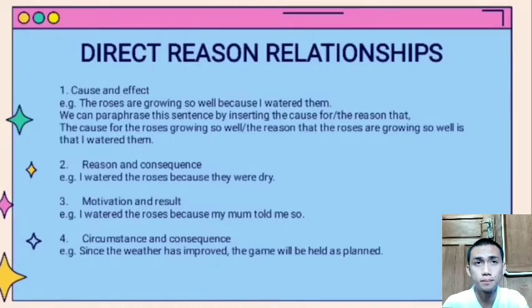I watered them. 2. Reason and consequence. Example: I watered the roses because they were dry. 3. Motivation and result. Example: I watered the roses because my mom told me so. 4. Circumstance and consequence. Example: Since the weather has improved, the game will be held as planned.